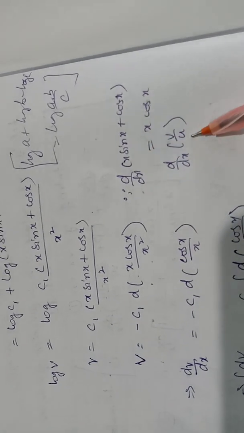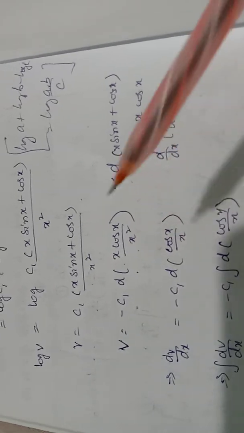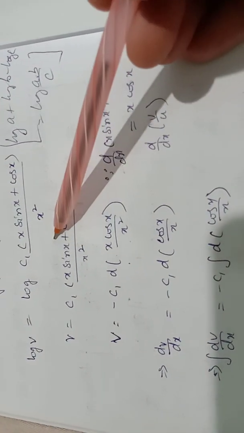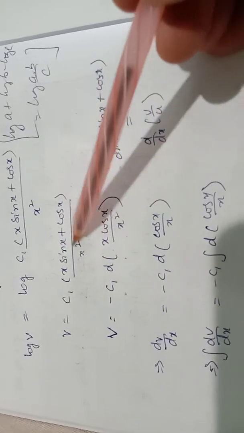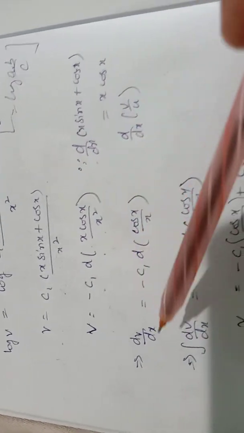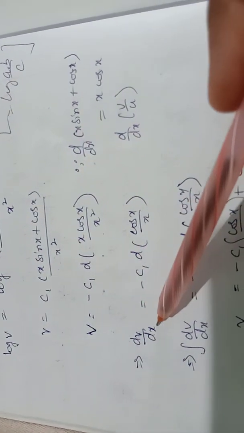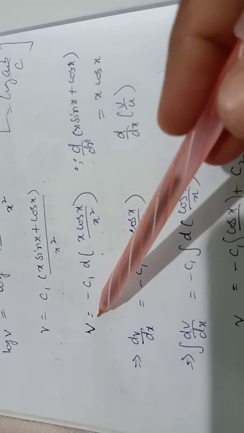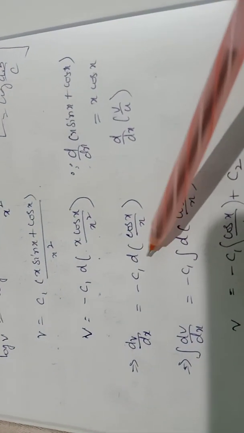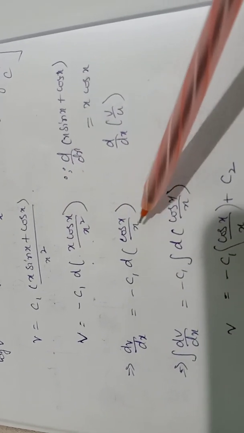If we go for the u by v method, again we will get the same thing. By going with the u by v method, d by dx of u by v, again we will get the same thing. So this can be written as derivative of cos x by x. Then what is capital V? Small dv by dx. Substituting capital V as small dv by dx equal to minus c1 d of cos x by x, where one of the x got cancelled.